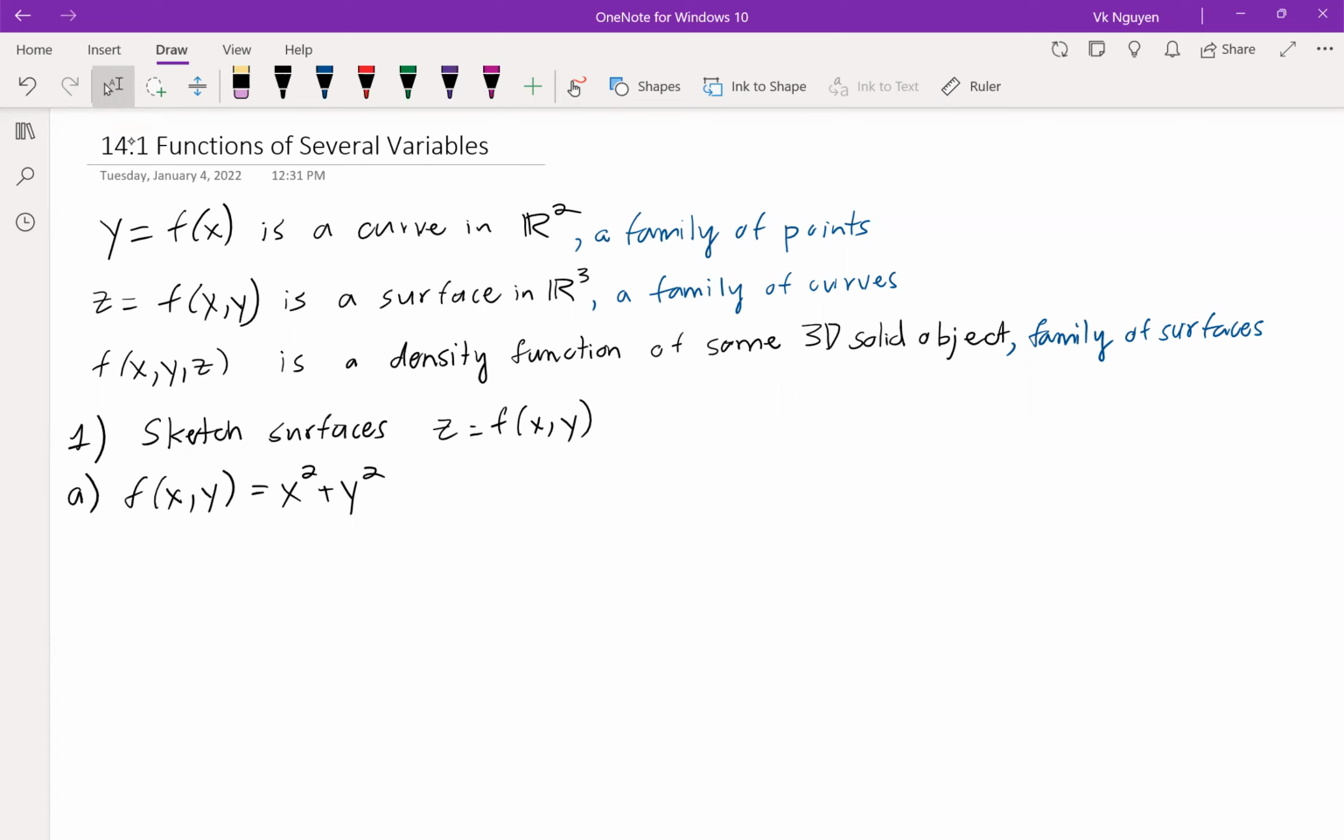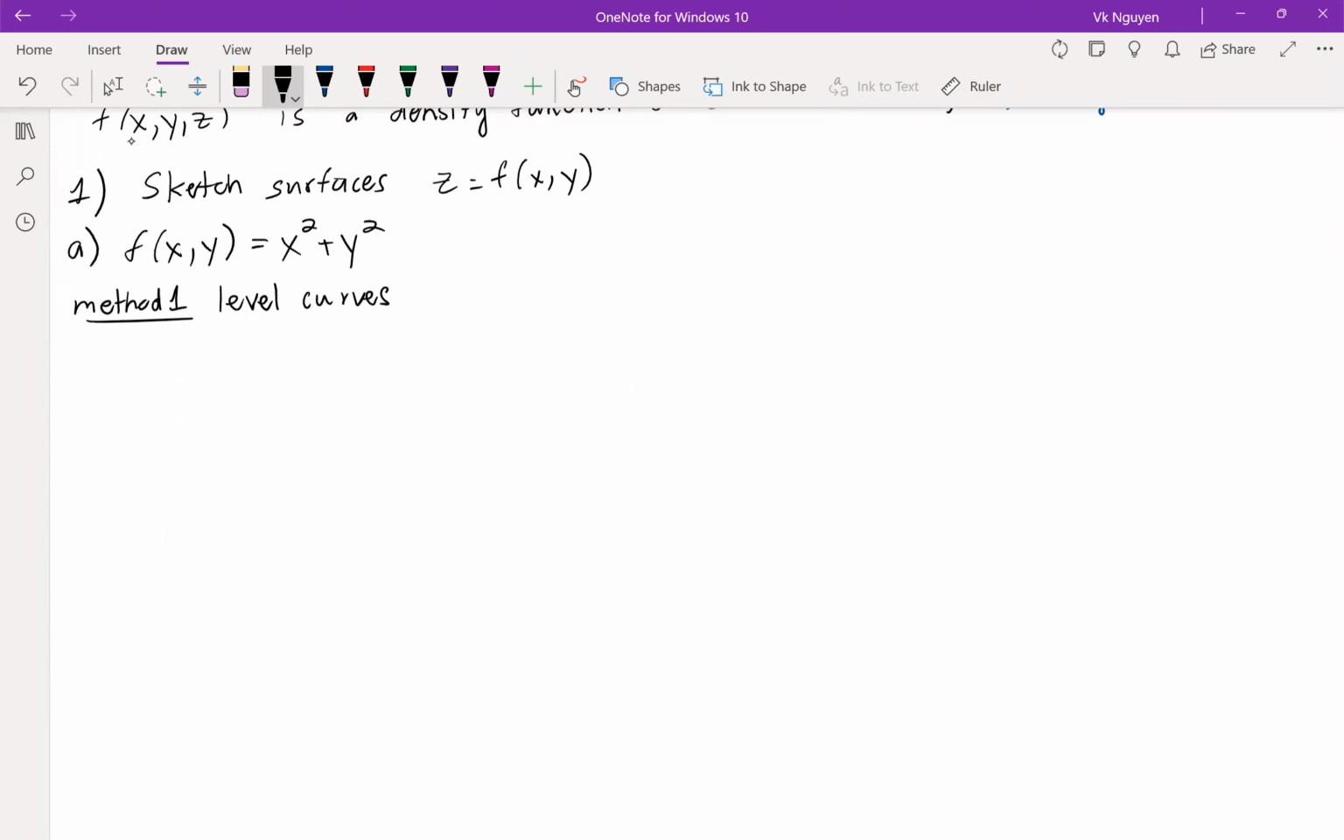There are two ways to sketch surfaces. You can use either the level curves or traces. So method one, level curves. f(x,y) equals 0, gives us 0 equals x squared plus y squared. f(x,y) equals 1, so 1 equals x squared plus y squared.